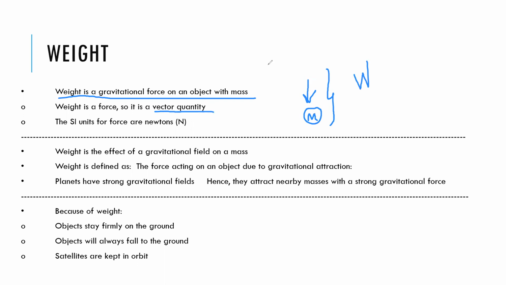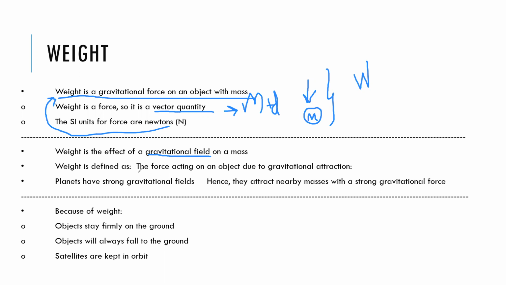It has magnitude plus direction, and the SI unit for force is Newton. So the SI unit for weight, which is also a force, is Newton. Weight is the effect of a gravitational field on a mass. Now I'll tell you what a gravitational field is. Gravitational field is the extent to which the force of gravity can be felt.